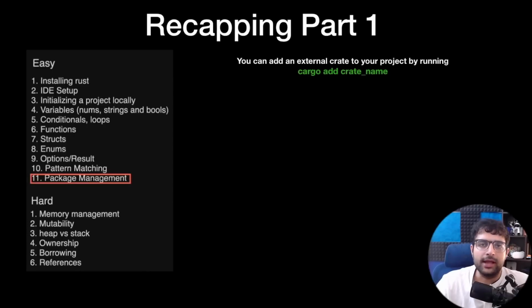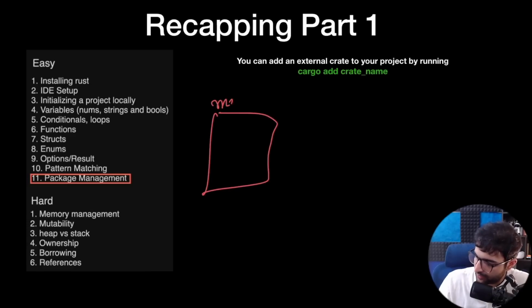All right, let's understand package management next. Usually when you have a project, let's say this is your main.rs file, a lot of times you want to write a lot of code, but that code is already written by other people. For example, if you want to print the current time in case of Rust, you can write all of the code to use the Rust primitives to write it.